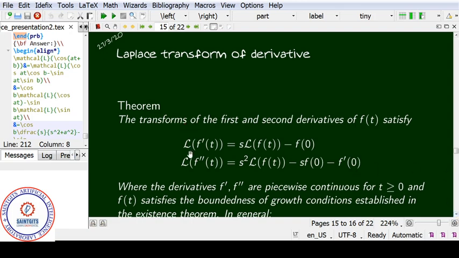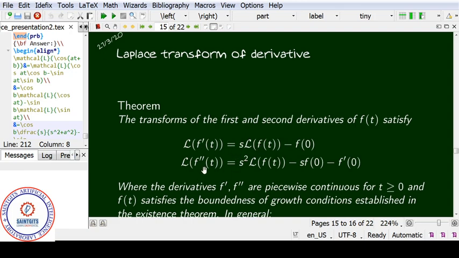That is a theorem. The transform of the first and second order derivatives of f of t satisfies these results. That is, L of the first order derivative of f of t is equal to s into the transform of this f of t minus f of 0. This f of 0 will be a constant because it is an initial value given to f. So ultimately this will be the result. We multiply the transform by s. So the differential operator will disappear.